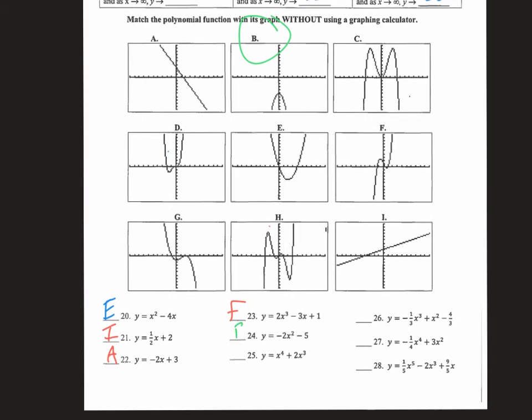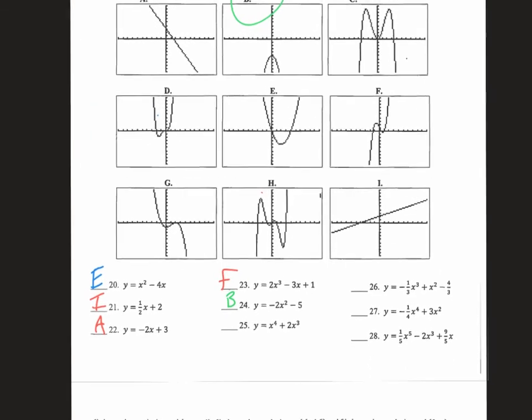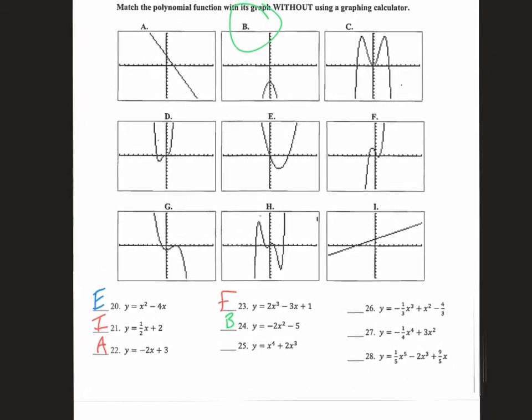Sorry, I'm putting my palm down, so it's not working. So that's B, right? Pretty simple. Oh, goodness. Okay. This is starting to lag, sorry.